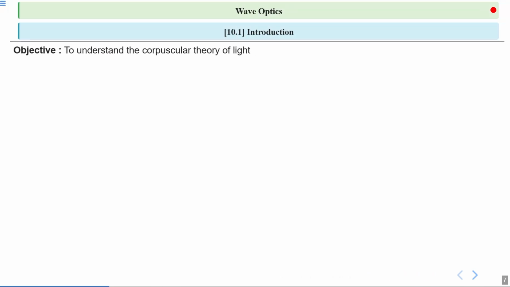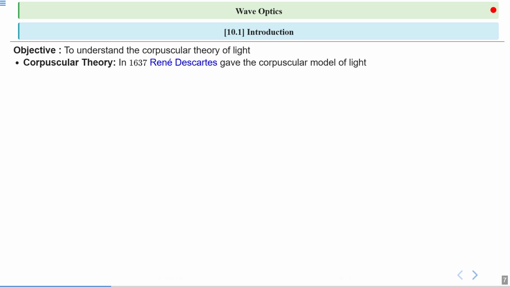Now we are going to explore the corpuscular theory of light. This theory was an early attempt to explain the nature of light, and it laid the groundwork for future discoveries. Let's start with the origin of corpuscular theory. In 1637, René Descartes introduced this model, suggesting that light is made up of tiny particles.